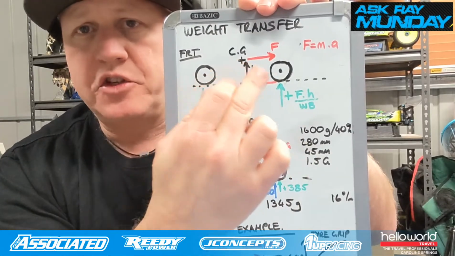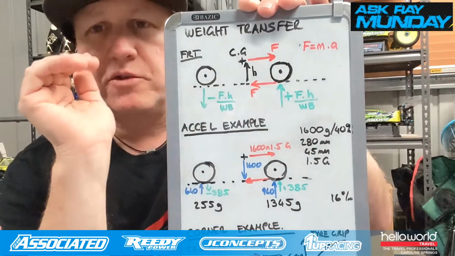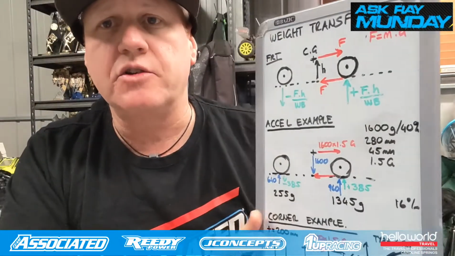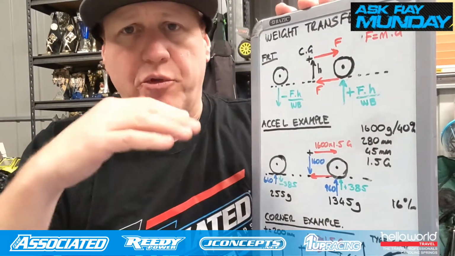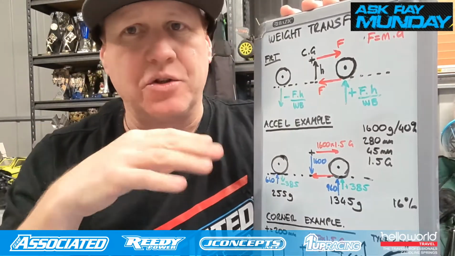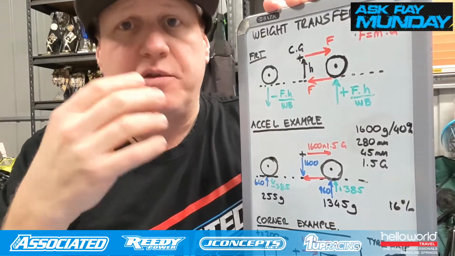Now you'll notice here, there's no suspension on this diagram. It doesn't matter whether we've got suspension or not. We have weight transfer, and that's one of the things that's quite misunderstood about weight transfer. Some people think weight transfer is because the car is pitching and the center of gravity moving. That's not the case. Weight transfer happens if you've got a go-kart.